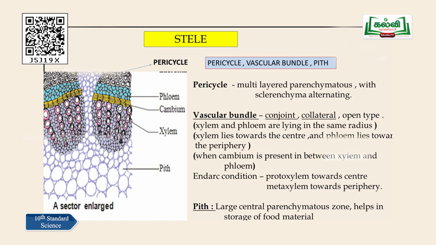The pith is made up of circular, oval shaped parenchyma cells which are very loosely packed and they help in gaseous exchange and also to fill in the pith. Yes, the large central parenchymatous zone forms the pith. It helps in gaseous exchange and storing the food material.